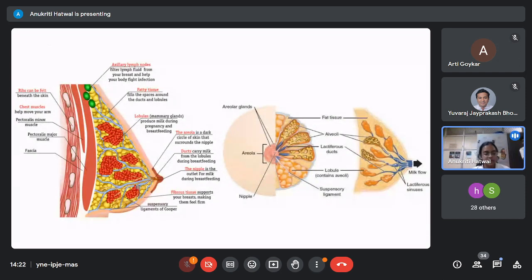The next part is the parenchyma. The parenchyma is the main secreting portion. It consists of 15 to 20 lobes. As we can see here, each lobe is made up of alveoli clusters. The alveoli clusters will release the milk, which will go to the lactiferous ducts and finally to the nipple.